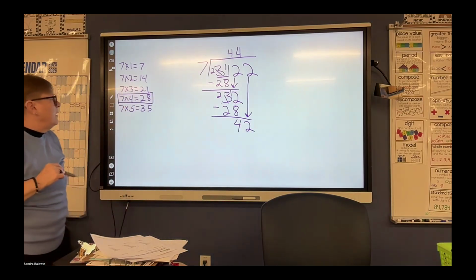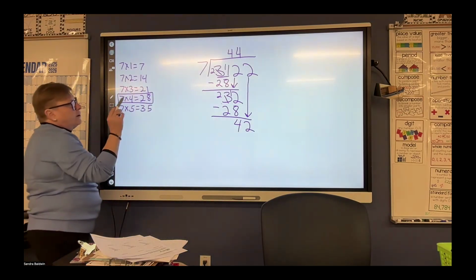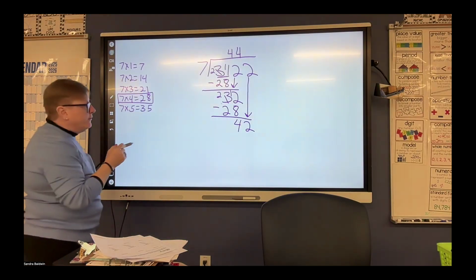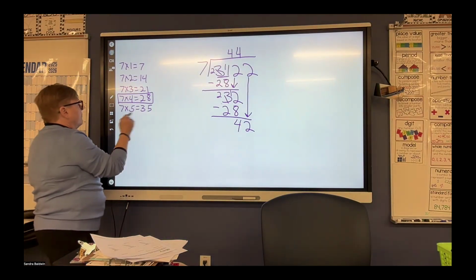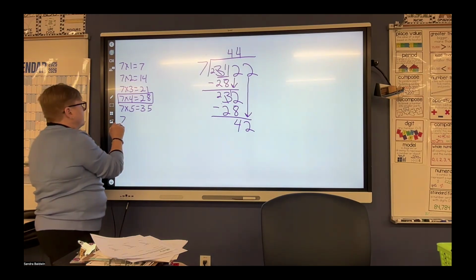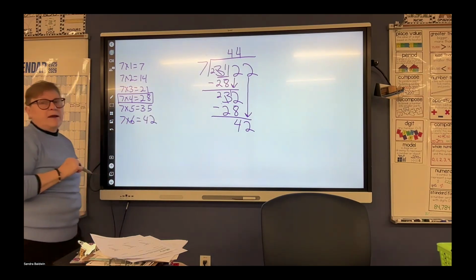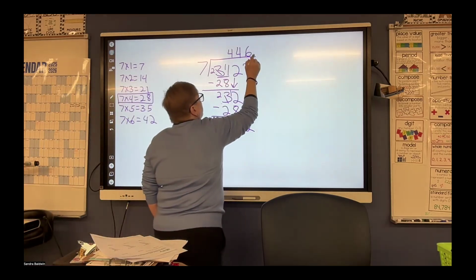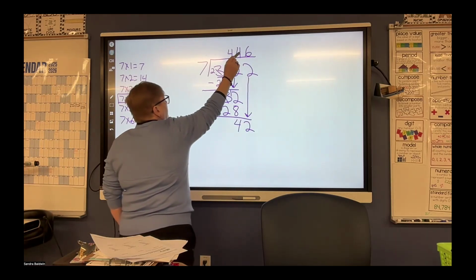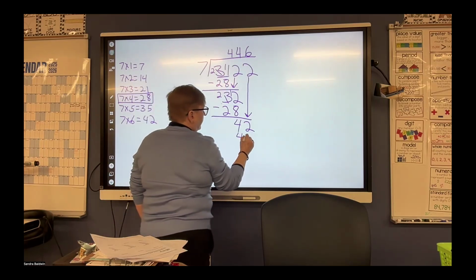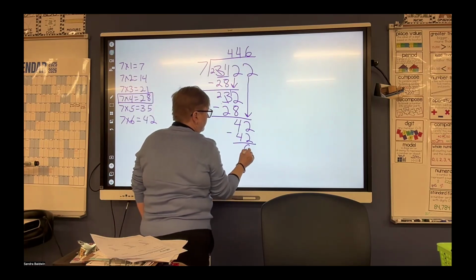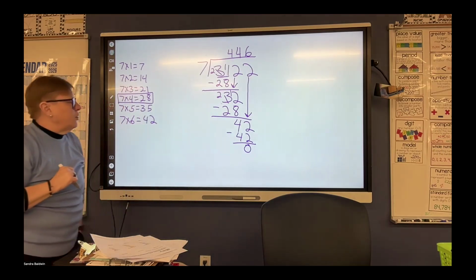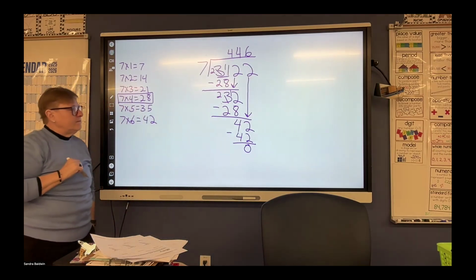42. All right. How many groups of 7 can I fit into 42? All right, well, 7 times 5 equals 35. 7 times 6 equals 42. I'm not going to have a remainder on this. I'm going to put a 6 in the ones place. 6 times 7 equals 42. And no remainders.